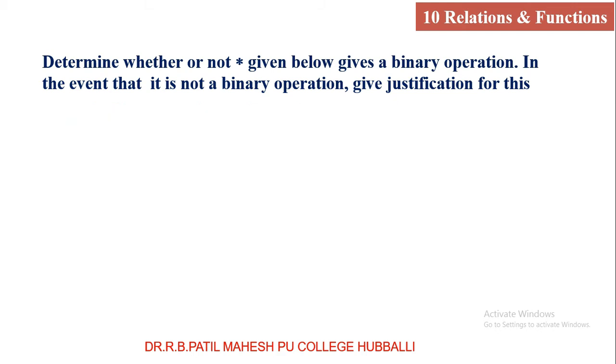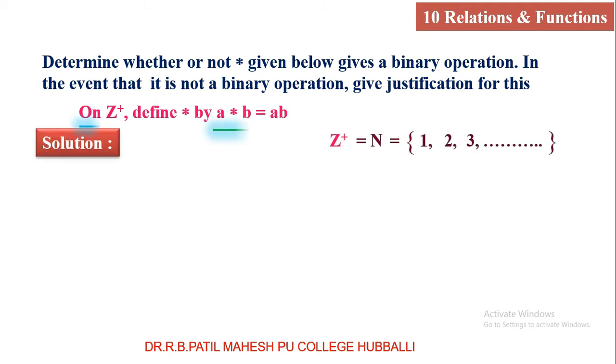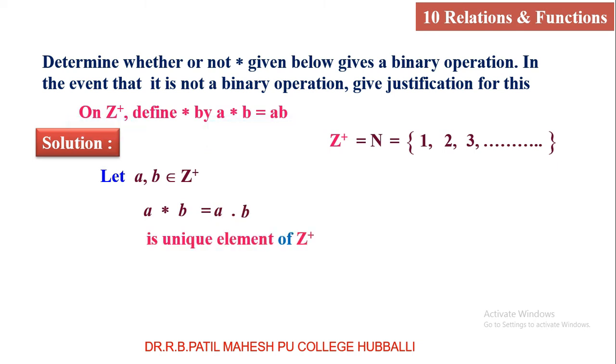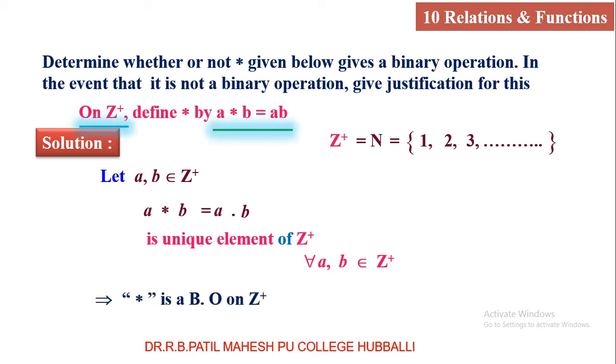Next, on Z plus, define star by A star B equal to A into B. Again Z plus, let A, B belong to Z plus, A star B is equal to A into B. Dear students, definitely A into B is a unique element and that belongs to Z plus. Multiplying two positive numbers is a positive number. Therefore, A star B also belongs to Z plus for every A, B belongs to Z plus. This implies star is a binary operation on Z plus.